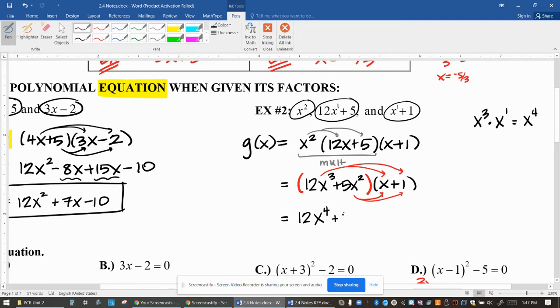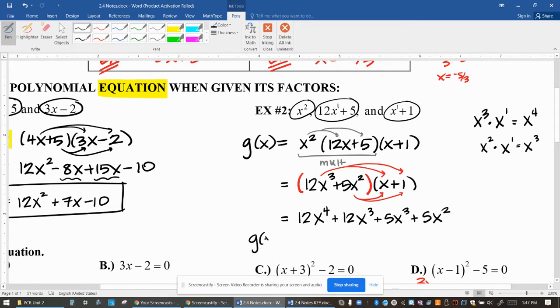12x cubed times 1 stays the same. 5x squared times x is 5x cubed. Remember, x squared times x is going to be x cubed, and then plus 5x squared.